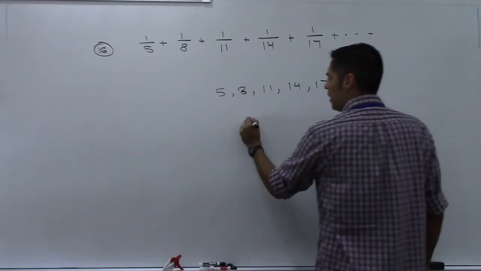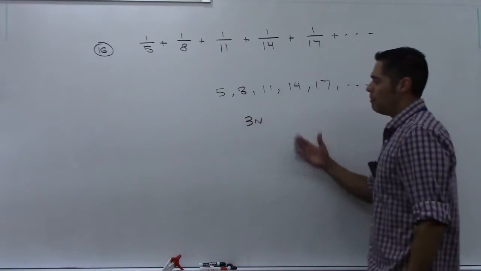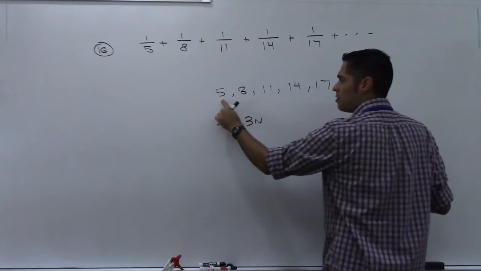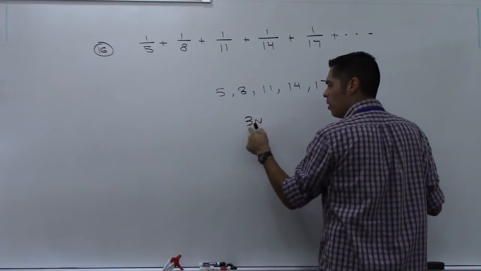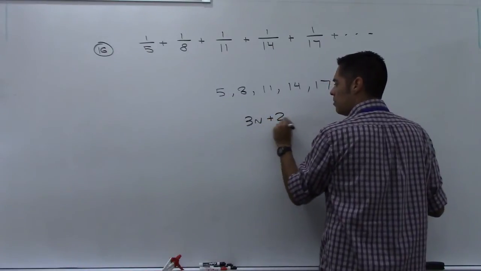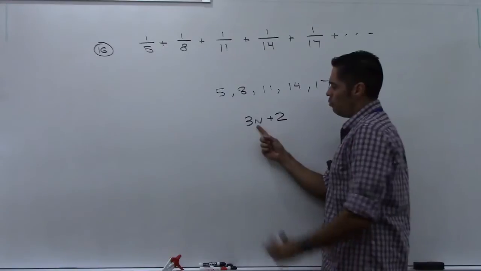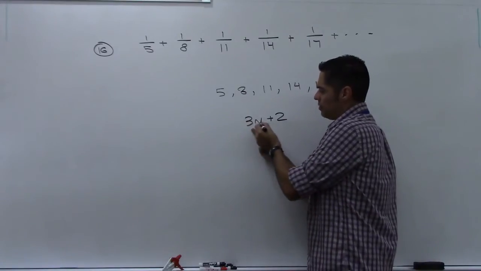Well, I know that I'm going to have a 3n there because each time I go up by 3, but I want my first one to be a 5. So if I plug 1 in here, I need 5, I need to do plus 2. So let's see, if I plug in 1, I get 5. If I plug in 2, 6 plus 2 is 8.